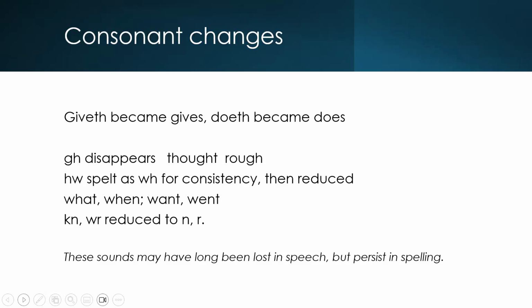At the same time, changes occurred in many consonants. The eth suffix changed to s. Giveth became givus and then gives. Doeth became dous, where the spelling froze, and eventually does. The T in castle, listen, and often disappeared, but it seems to be on its way back into often.